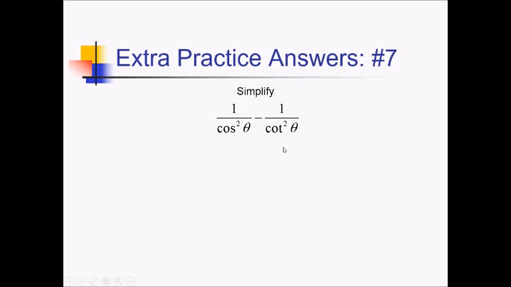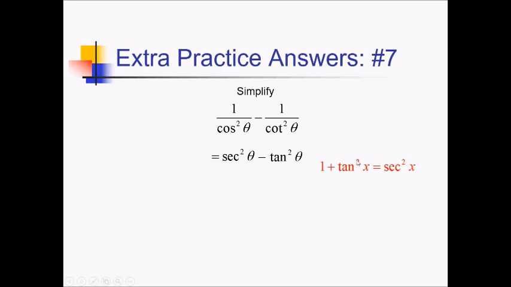For this problem, I notice that I've got some squared trig functions, which is nice, but I can't really use any Pythagorean identities just yet. So what I am going to do instead is try to turn these into things that do not look like fractions. For example, 1 over cosine squared, I could make that secant squared, and 1 over cotan squared is really tan squared. And I do happen to have an identity that has both secant squared and tan squared in it. That's the 1 plus tan squared equals secant squared identity.